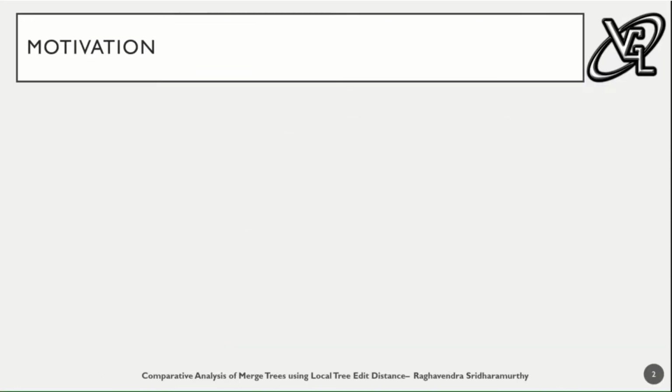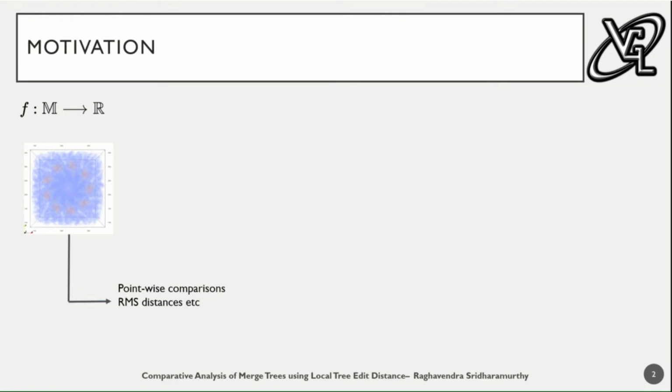Scalar fields are real valued functions on 2D or 3D domains like temperature, pressure, electron density as shown in this example, arising from measurements related to scientific phenomena. They can be static or dynamic. Comparing them is a fundamental step in any meaningful analysis.